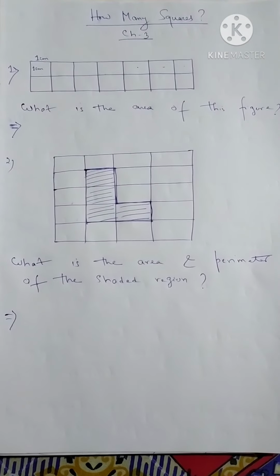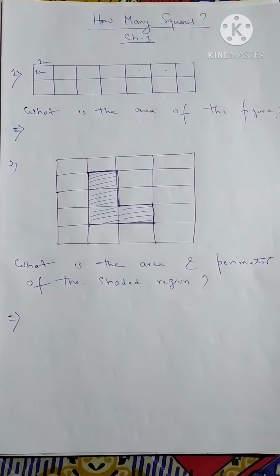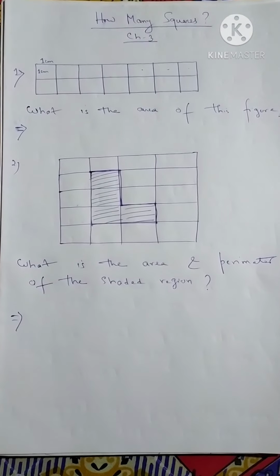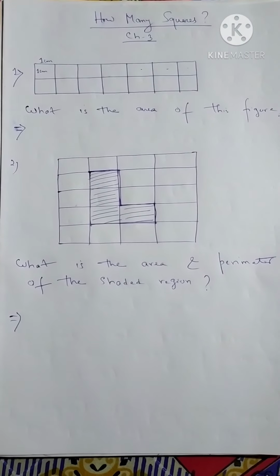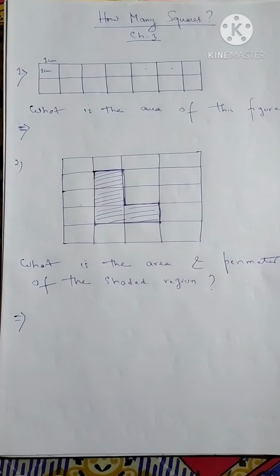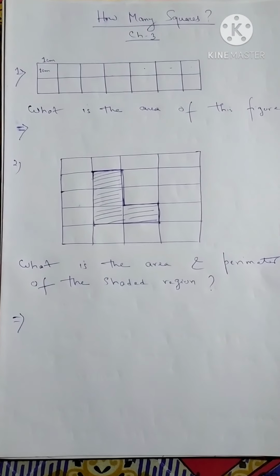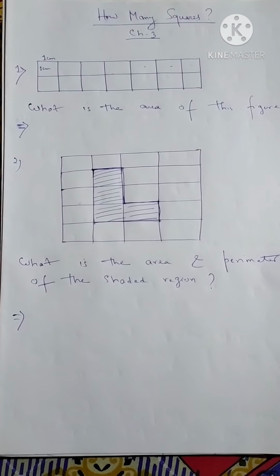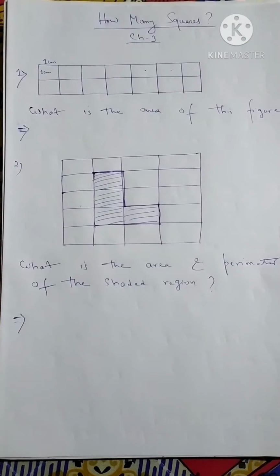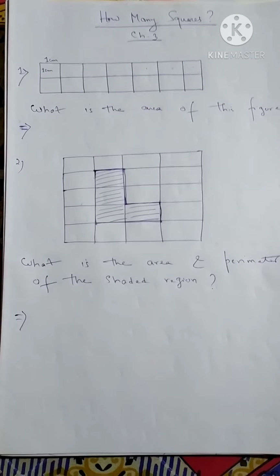Your post meet exam is over now, and the syllabus that will start is for your final exam. The first chapter, a new chapter that we are going to start, is How Many Squares. That is chapter 3 of your NCERT book. As you can see, I have written the heading How Many Squares. That is chapter 3.